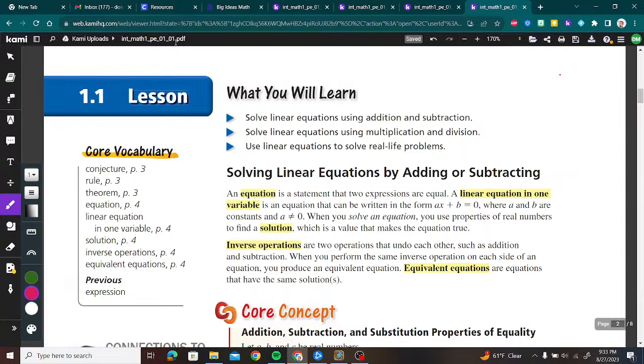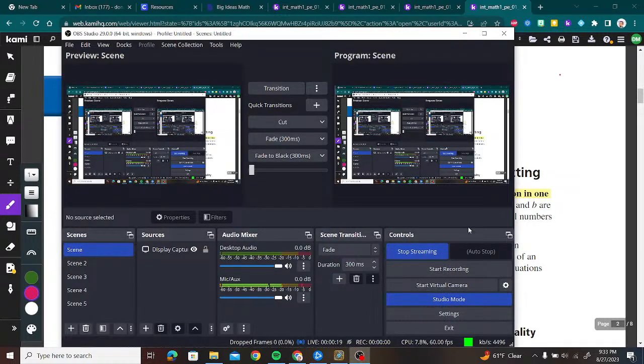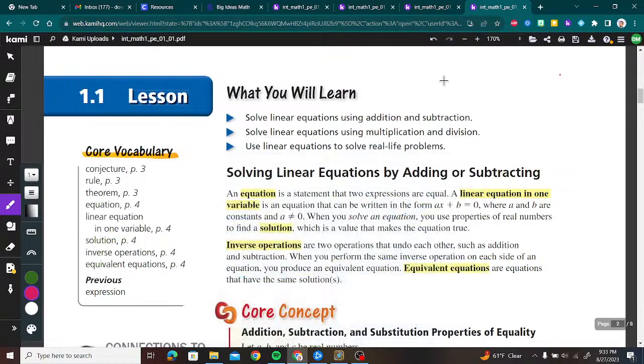So lesson 1.1, what you will learn: solve linear equations using addition, solve linear equations using multiplication, and use linear equations to solve problems. These are things that you've done before, and so this is just a great place for us to start.